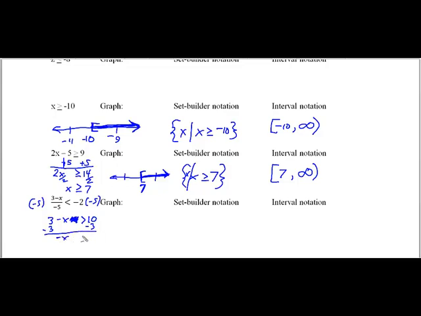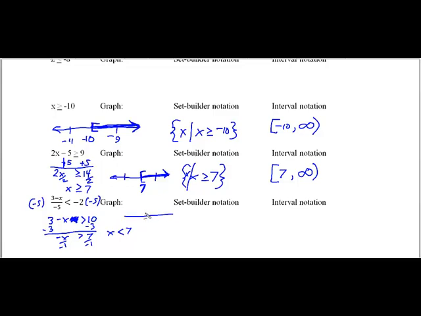Then we subtract 3 from both sides. So -x is greater than 7. We're dividing both sides by -1. And in doing so, x is going to be, flipping the symbol back, less than 7. And we've seen this a couple times before.